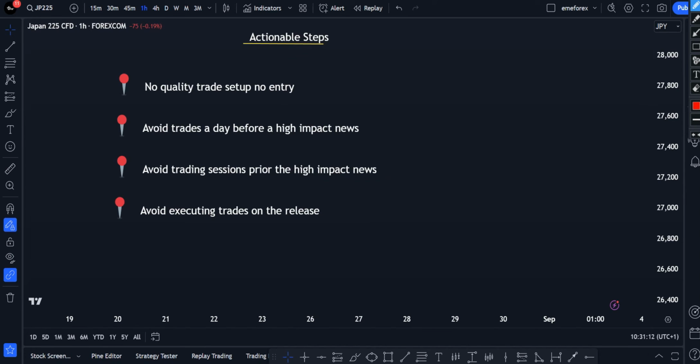So, guys, these are my takes on high impact news, economic calendar. I've given you guys the three major categories of how I want to approach the market.